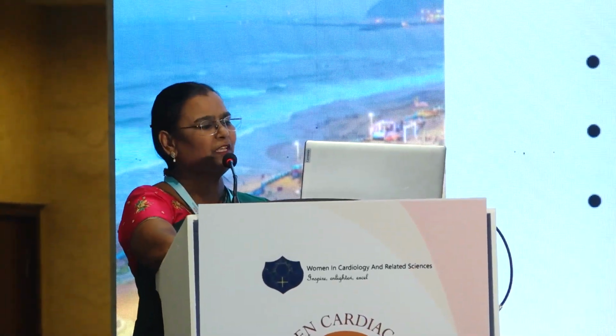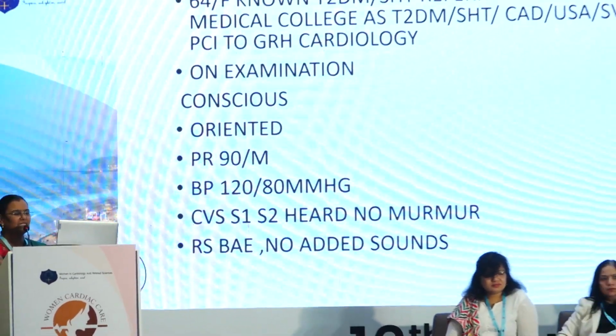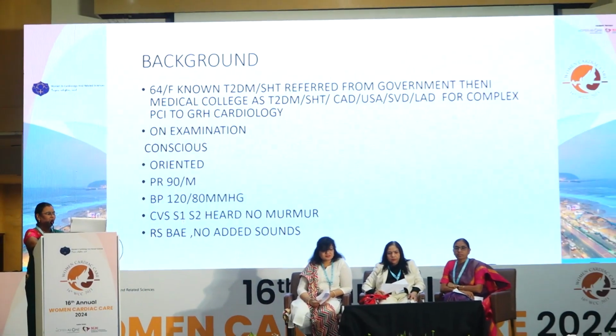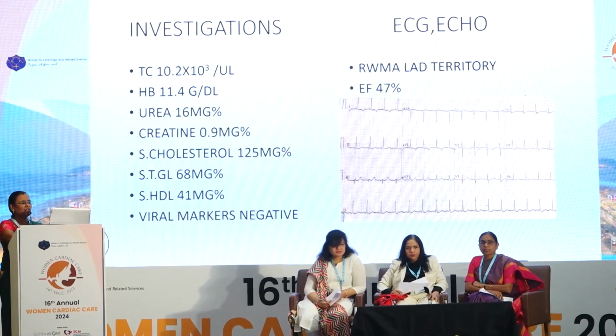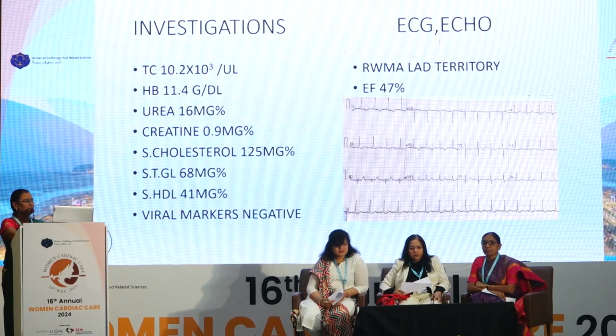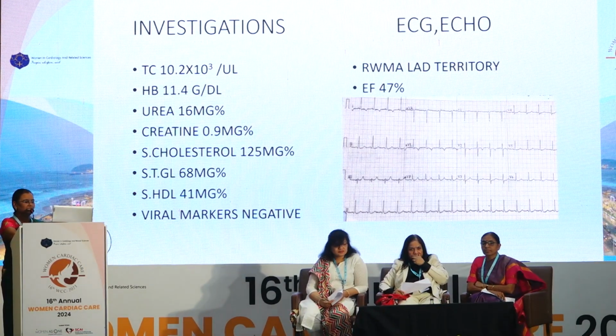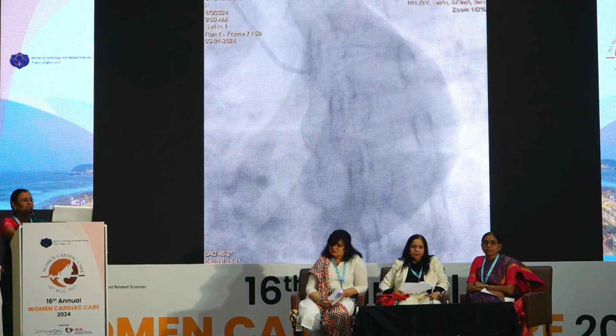So this is a 64-year-old female, diabetic, hypertensive, referred from another medical college for PCI. On examination, the patient was stable and the cardiovascular examination was normal. The blood parameters are within normal limits except for the increased HbA1c, showing poor control of diabetes. The patient had an MI 3 or 4 months before, and the ECG is not significantly showing any ST elevation, only ST depression in V2.